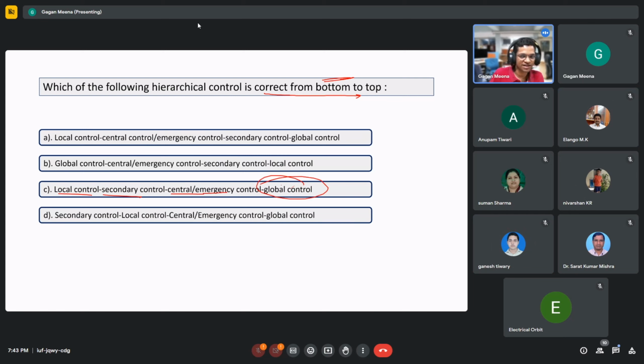So which one is centralized here? Which one is always decentralized out of these? Local is decentralized. And which one is always centralized? Global. Yes. And these two can be both centralized and distributed.